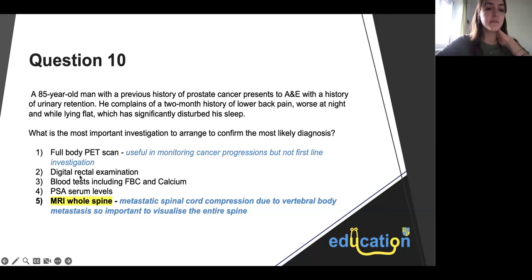So in terms of things that you would do, apart from maybe the full body PET scan in this instance, you would still do a rectal exam. You want to do basic bloods. You potentially want to measure PSA as well. But the most important investigation to confirm the likely diagnosis is the MRI whole spine. You have to image the entire spine to make sure that you're not missing compression on another level as well. And then does anyone know what the treatment would be for this gentleman?